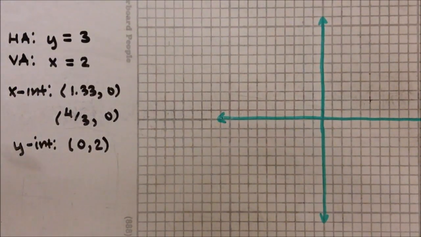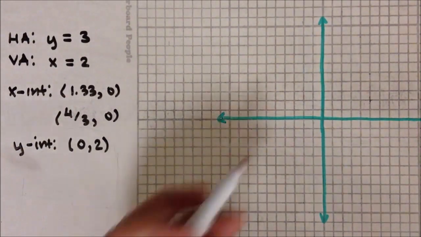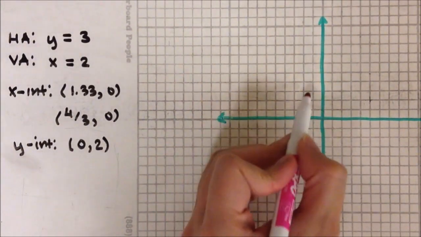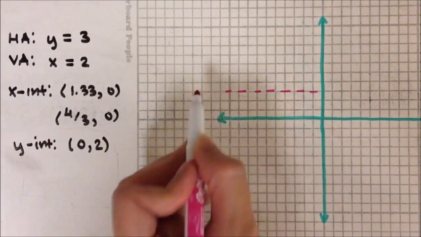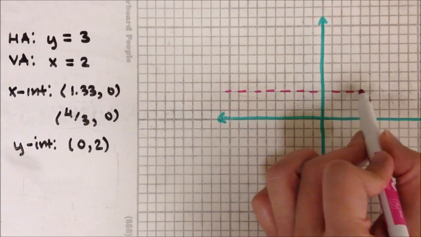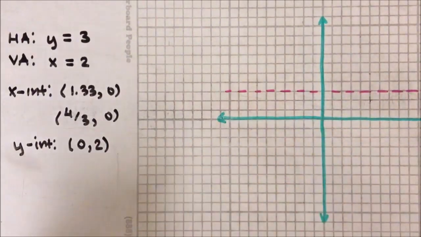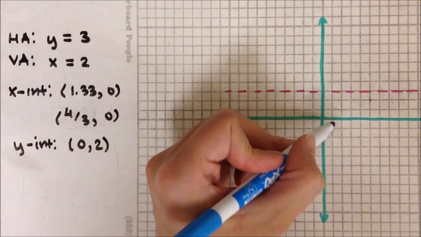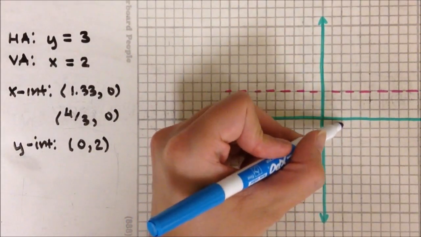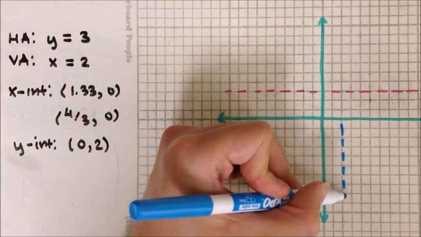So let's start labeling our horizontal asymptote. So y equals 3, so that's going to be above 1, 2, 3. So here's our horizontal asymptote. Alright, let's take a look at our vertical asymptote. X equals 2, so it's going to be towards the right at 2, so 1, 2. Here's my vertical asymptote.